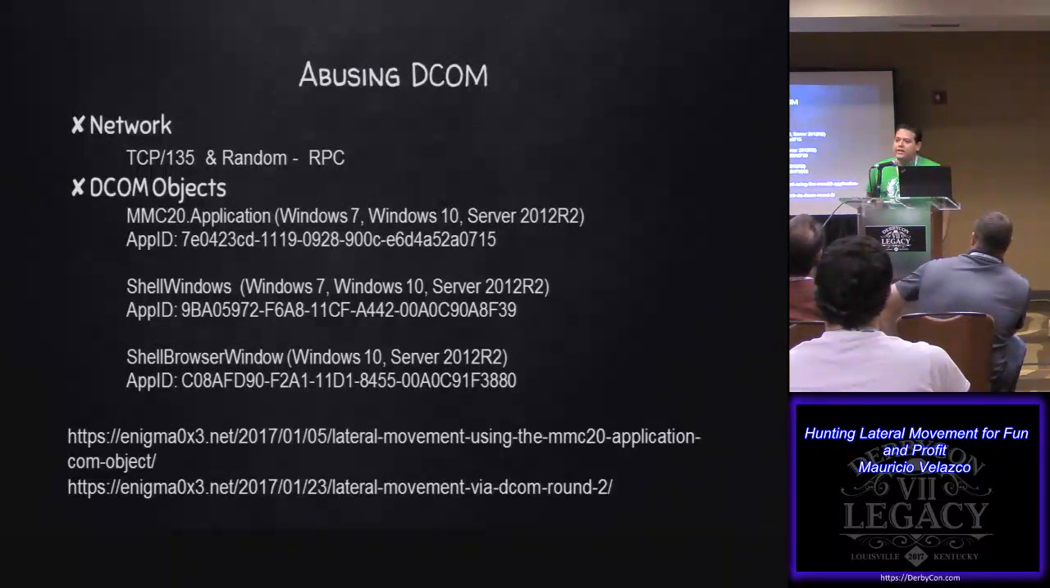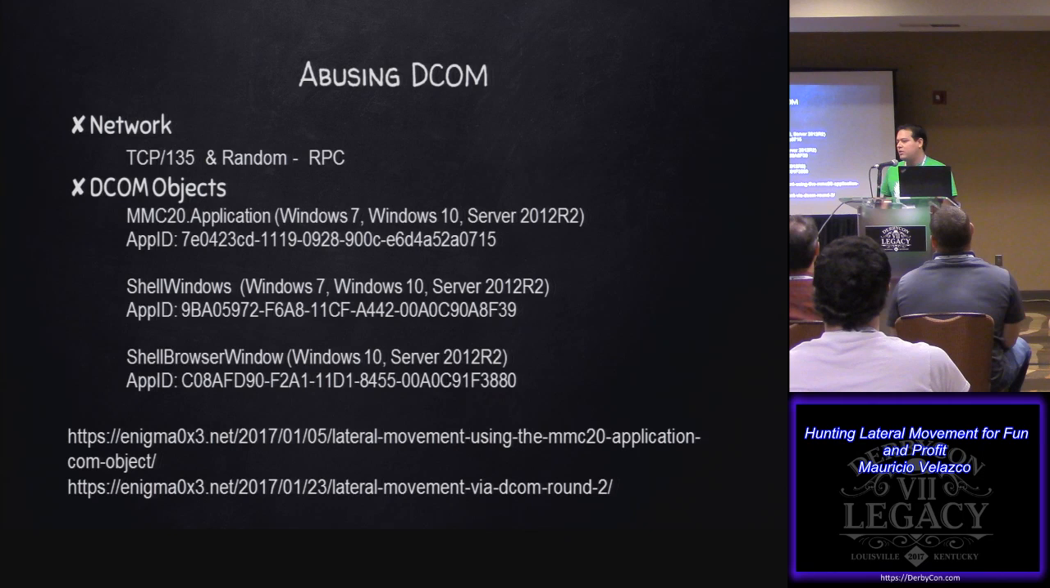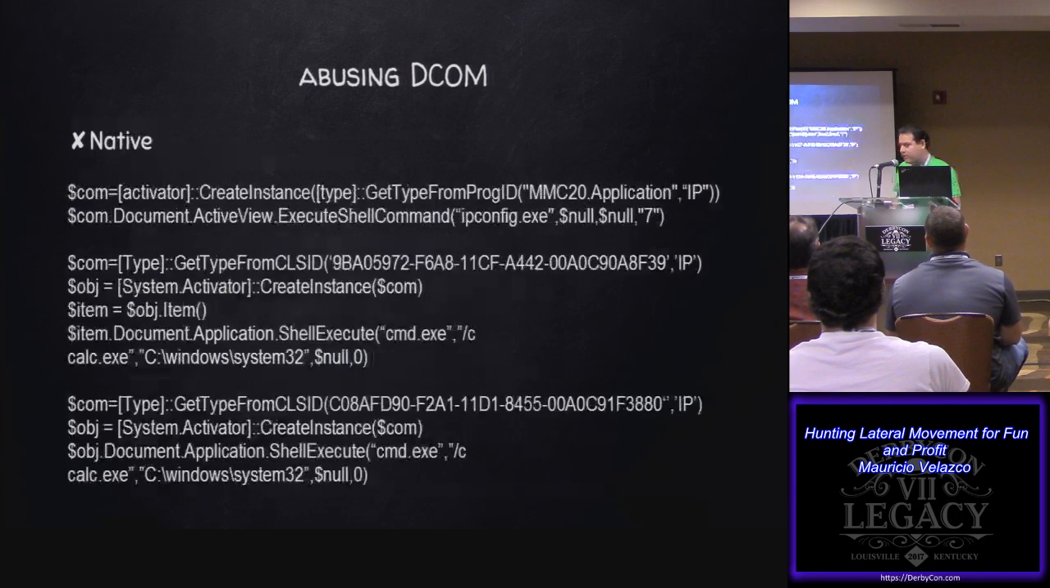All right, in January this year, Matt Nelson from SpecterOps posted a blog post where he figured out how to move laterally using DCOM objects. He found three DCOM objects, MMC20, ShellWindows, and ShellBrowserWindow, and you can interact with them through RPC over the network if you're an admin. And these are the ways that you can execute code remotely through these objects using PowerShell.